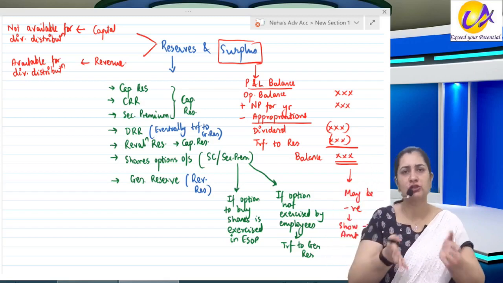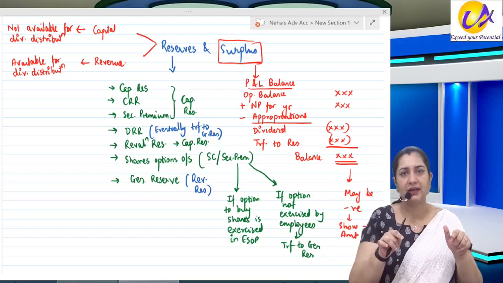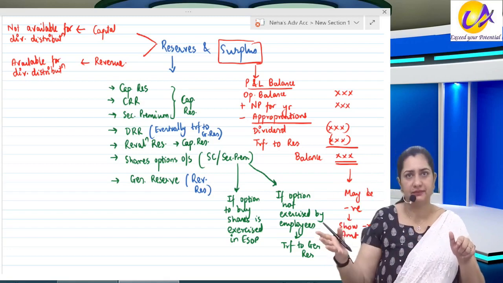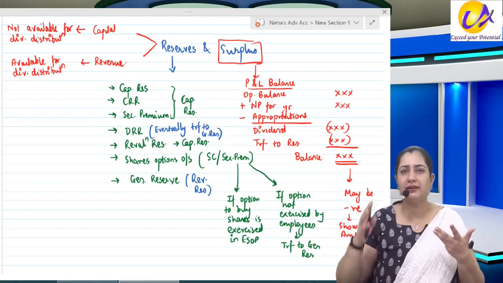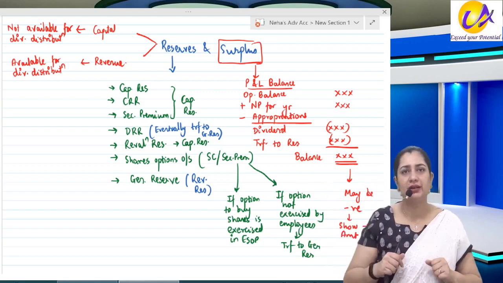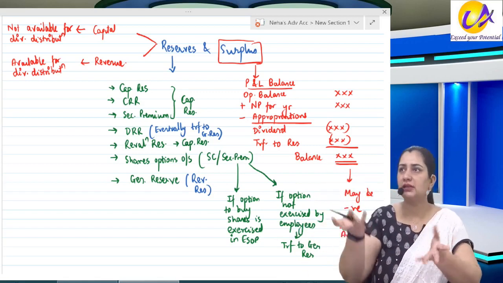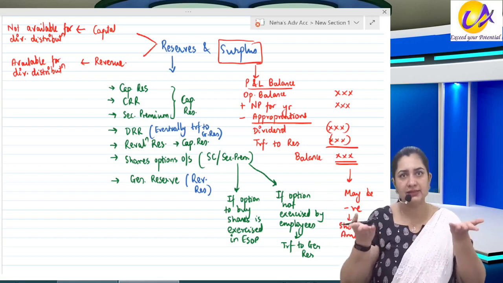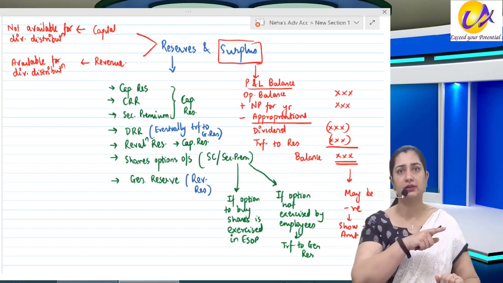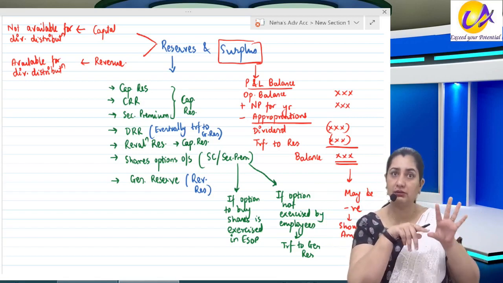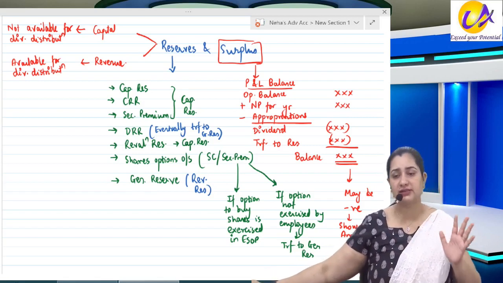Earlier, long back, before Schedule 3 came, they used to show the negative balance of P&L under assets, as P&L debit balance. So normally a layman will not understand that this is negative. They will think it is an asset, that profit and loss is lying in assets. A normal person will think this is an asset. But this is a loss. So now they say no, show it as a negative figure. So people know that this is a loss. So this is what reserves and surplus are about.